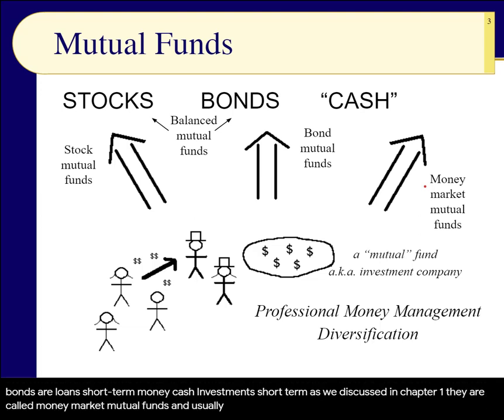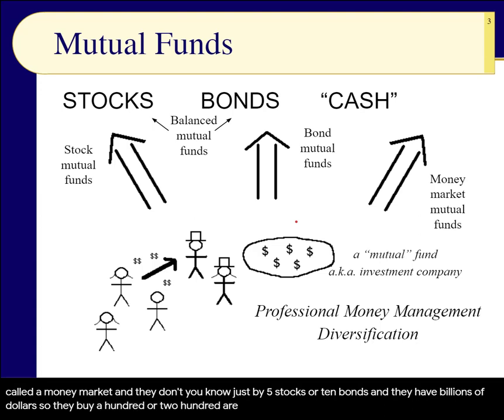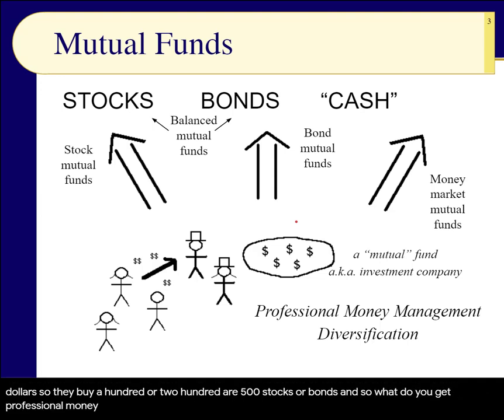And usually the mutual fund disappears. You just hear people call it a money market. And they don't just buy 5 stocks or 10 bonds. They have billions of dollars, so they buy 100 or 200 or 500 stocks or bonds. And so what do you get? Professional money management. These people are paid very well to run these funds. And you get instant diversification.